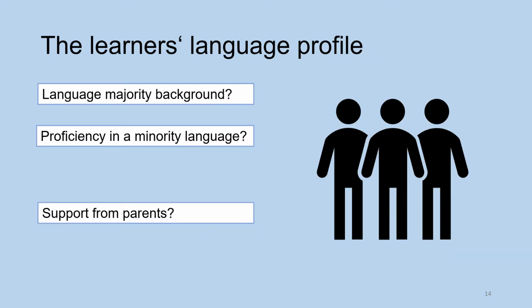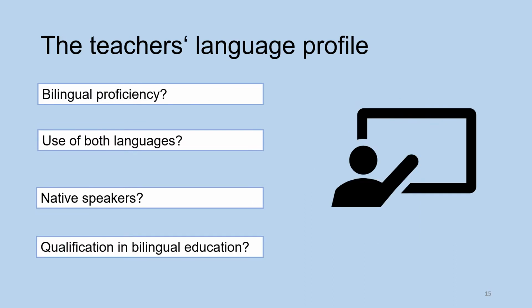With respect to the learner's language profile, we may ask the following questions. Are all or most of the children from a language majority background? Do some or most of them speak a minority language? If so, do they speak the same minority language or different ones? And do they get any support from their parents? The teacher's language profile can also differ greatly because of the following issues. To what extent are the teachers or the teaching assistants bilingual? Do they use both languages, and do they encourage the learners to do the same? Are they native speakers or non-native speakers? Do they have any qualifications in bilingual education?